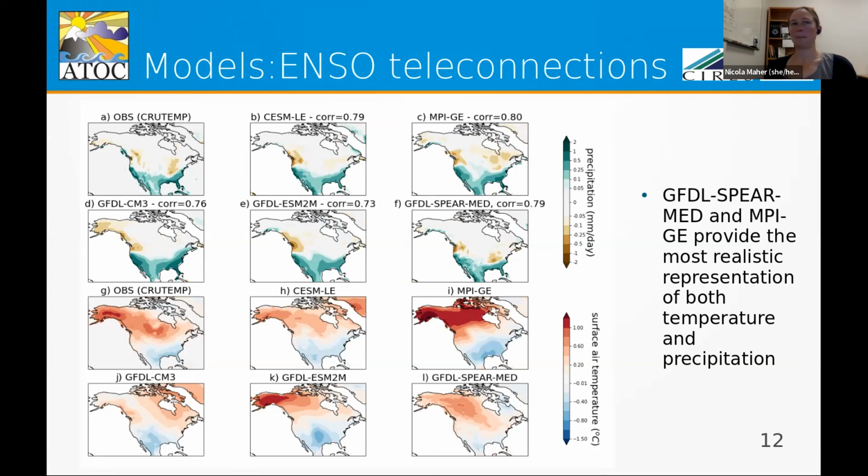So what does this tell us? It tells us that in general, we can represent what we observe in the models, but that there are kind of local regional differences. So we want to be a little bit careful about using this at those really small scales.